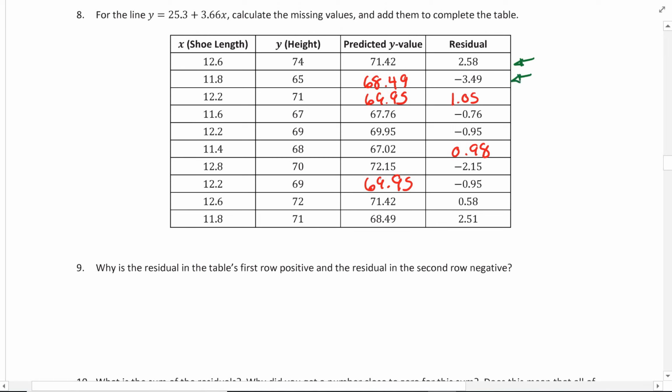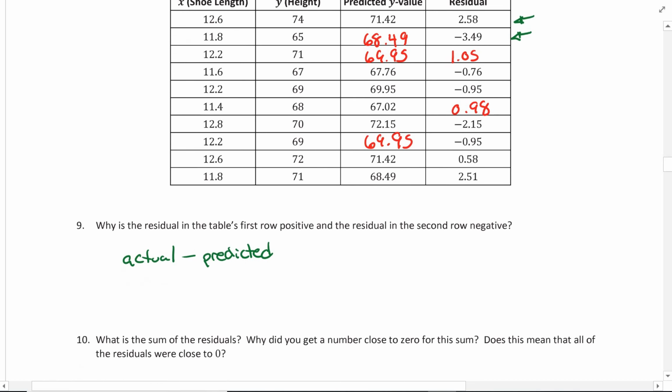Now, if we go back to what a residual is, we said it's the difference. Now, we also said it's the distance. So think about the distance between numbers, and think about what a positive difference implies and a negative difference implies. Remember that it's also actual minus predicted. So if I have a positive residual, what does that mean? If I have a negative residual, what does that mean?